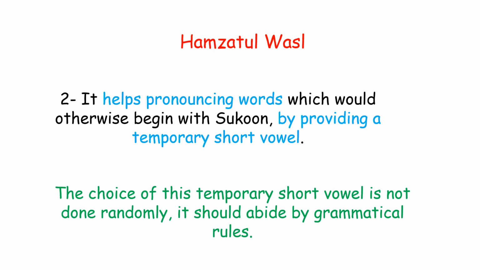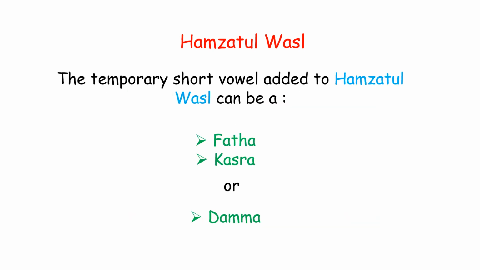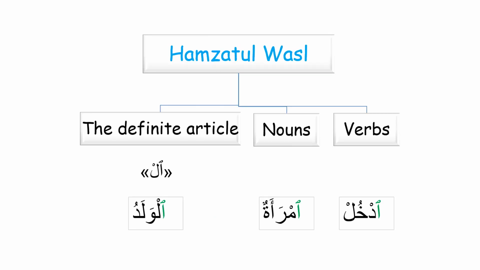However, when it is used as a starting point, which is the case in today's lesson, the second role of Hamzatul Wasl crops up. When the reader uses Hamzatul Wasl as a starting point, this letter helps pronouncing words which would otherwise begin with sukoon by providing a temporary short vowel that will create a moving sound and give the reader the ability to start the first syllable. We also highlighted the fact that the choice of this temporary short vowel should abide by rules pertaining primarily to the grammatical function of the word carrying Hamzatul Wasl.